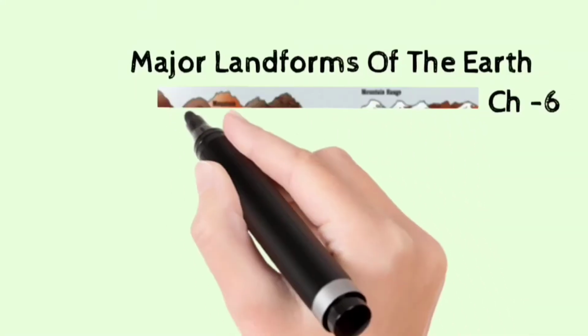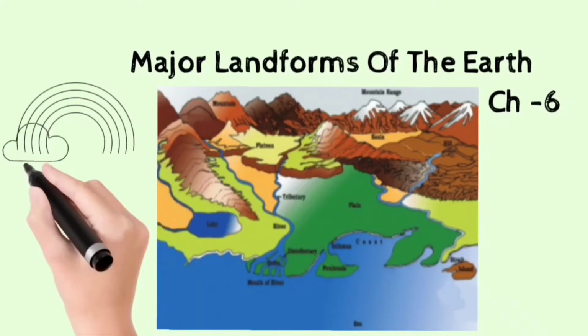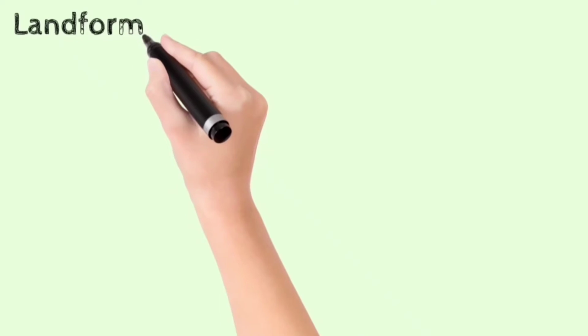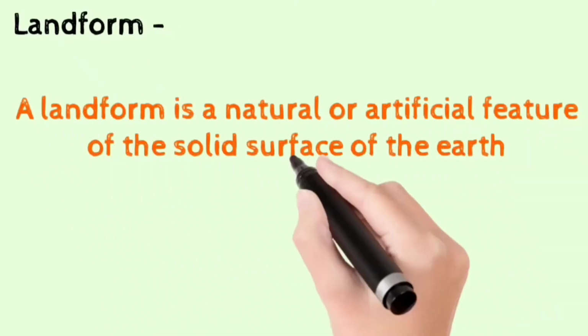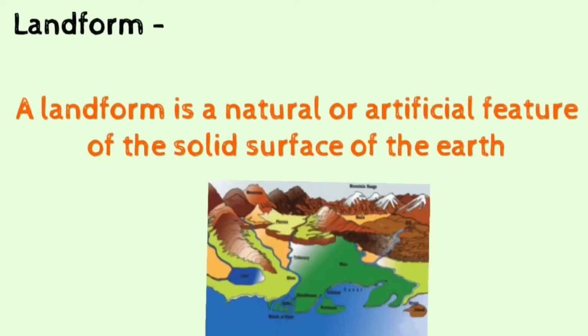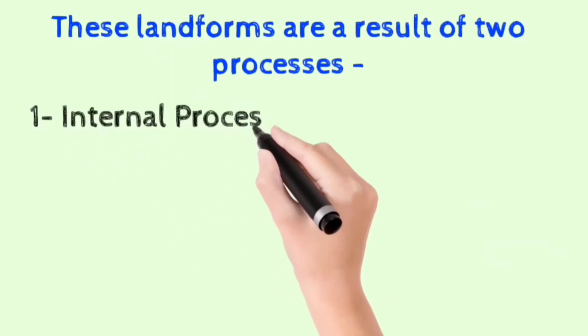Today we will discuss our next chapter, Major Landforms of the Earth, Chapter 6. What is a landform? A landform is a natural or artificial feature of the solid surface of the Earth. These landforms are a result of two processes.